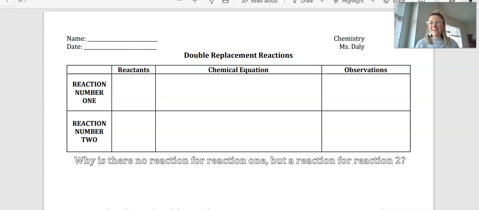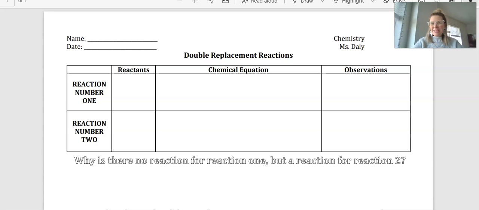Today we're going to be talking a little bit about double replacement reactions. I'm going to try my best to keep this video short and sweet for you, but kind of like single replacement reactions, I have to teach you all about a new reference table that we're going to be using, so I'm going to try my hardest to keep it under.